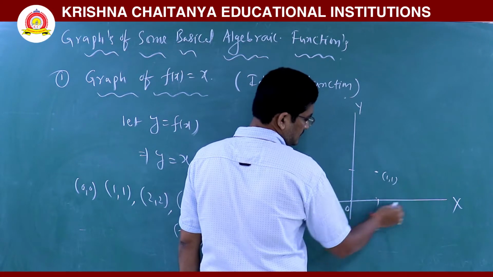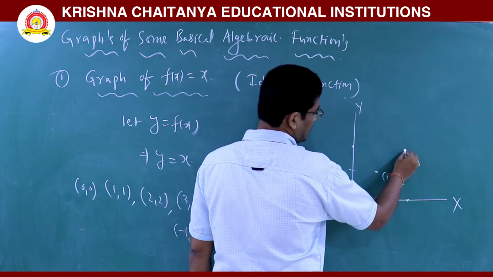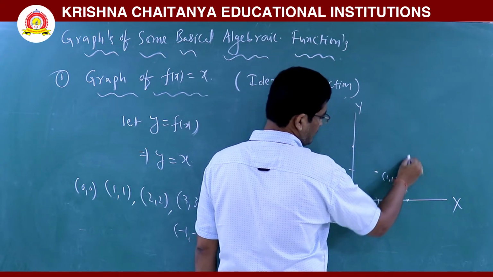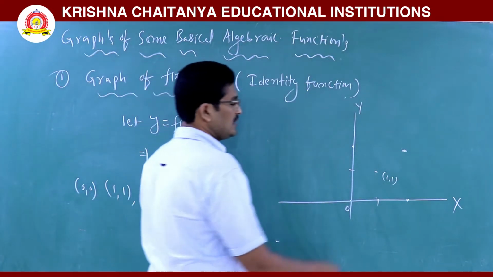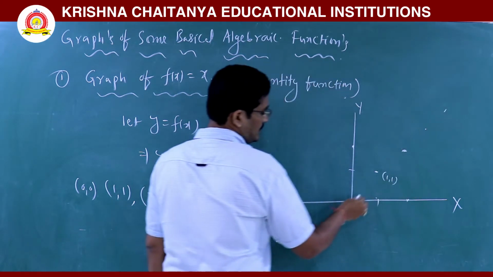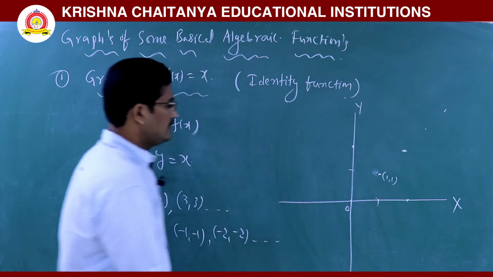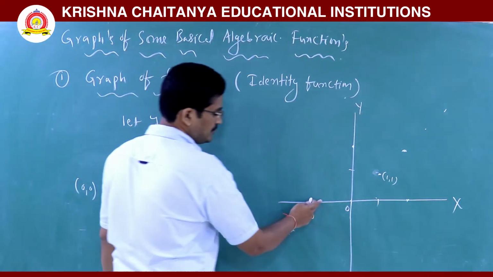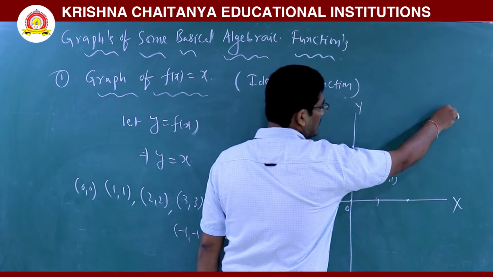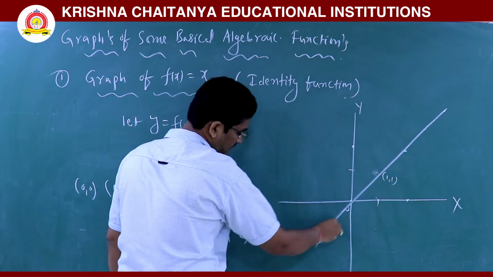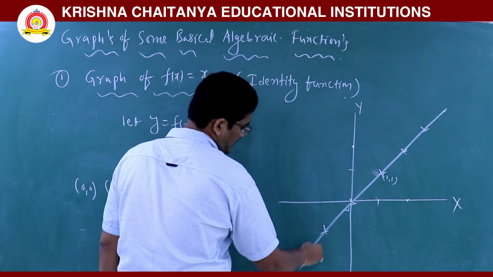In the same way, this is 2 units along this axis and this is 2 units along the other, so the point is (2, 2). So 1, 1; 2, 2; 3, 3. Identify all such points like this, and also minus 1, minus 1; minus 2. Then connect all these points. This is the line y equals x.